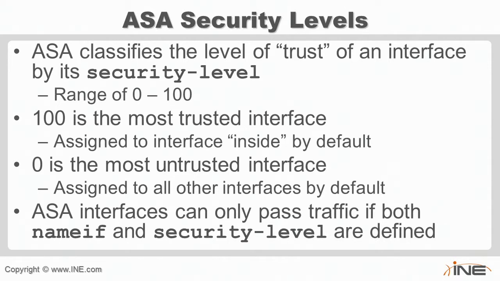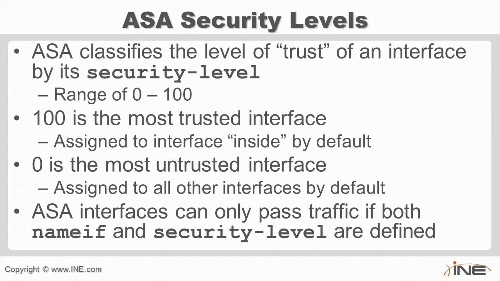Now we'll see that there are some shortcuts to doing this, like when we define the name as inside, this is also going to define the security level as 100, and when we define the name as outside, it's also going to define the security level as 0, as the most untrusted or the least trusted interface. But a key point here is that we need both of them.